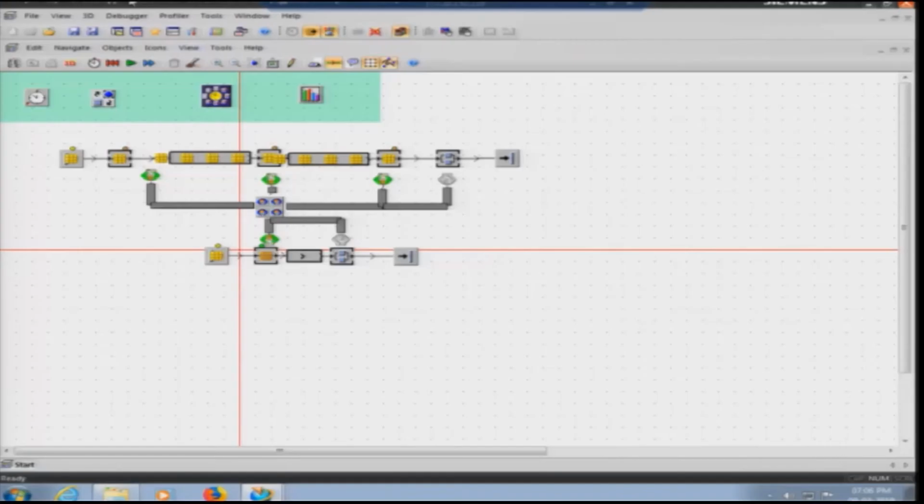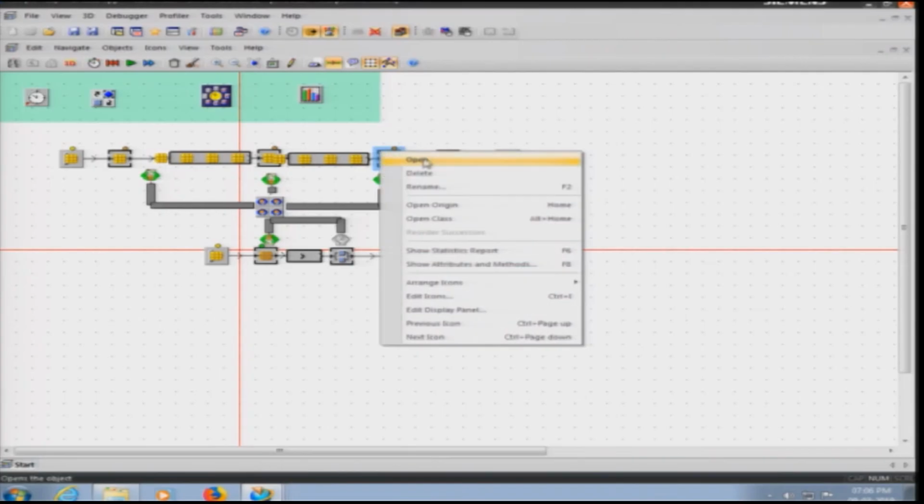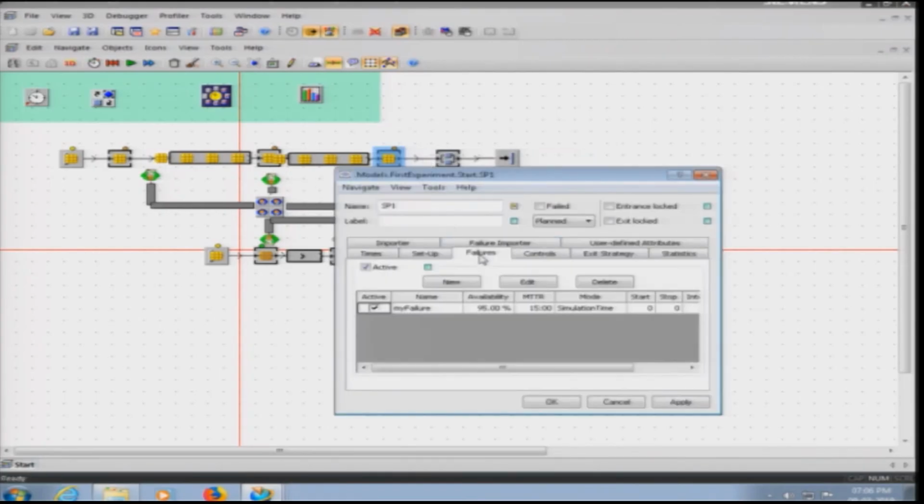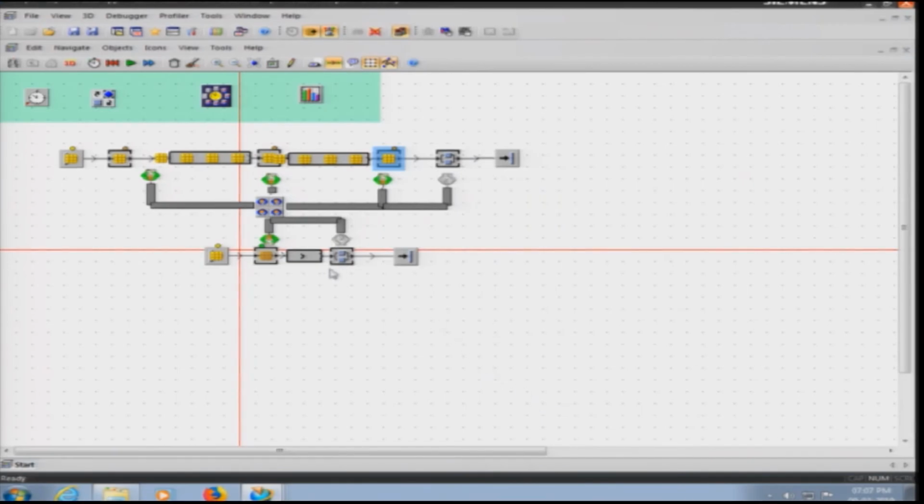Also the variability, that is the total availability, is taken as 95% for each of the processes here. Let me show you the failures. You can see 95% is the availability here. So those things we have put here, and we have tried to obtain a factory that is producing the goods, and the total throughput is shown in the report as we have seen.